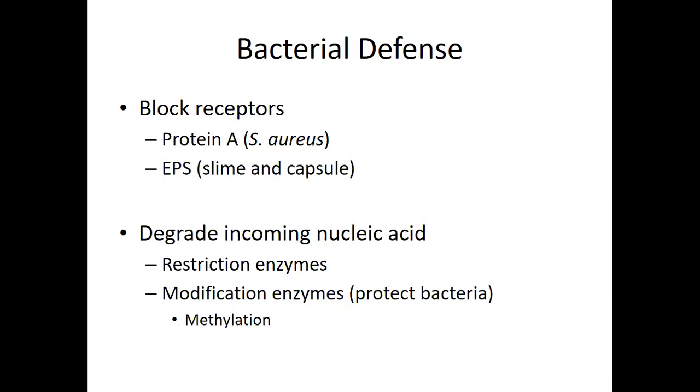But S. aureus produces something called protein A, all right? So they produce this protein, it's released, and then it actually blocks receptors on the surface of that bacteria, which prevents bacteriophage attachment.